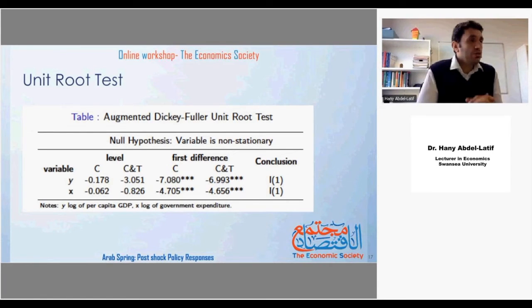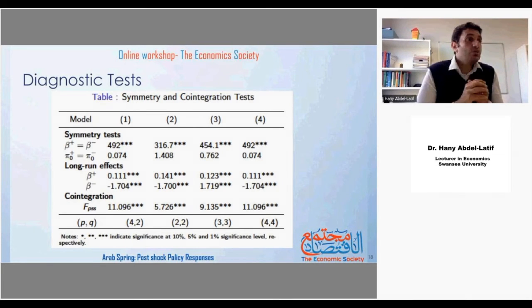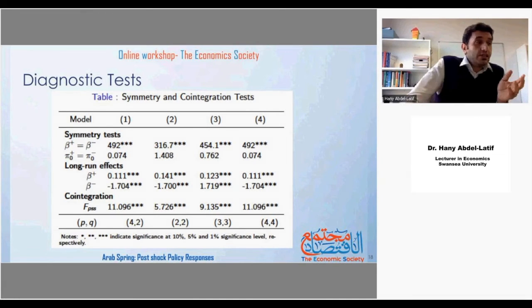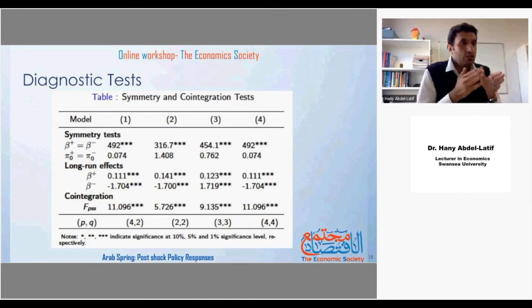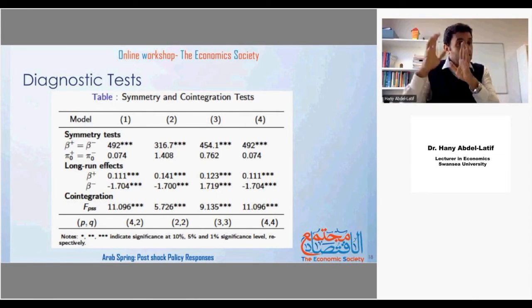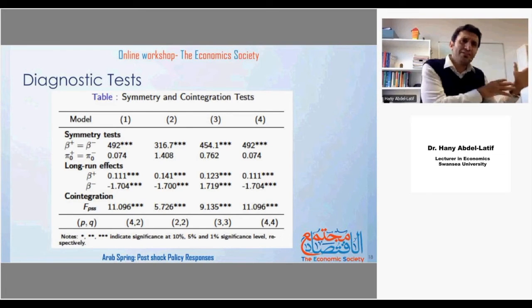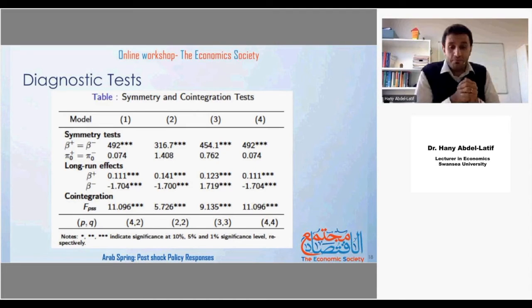So it seems everything is good. We look at Y and X, which are the GDP and the government expenditure, and it seems that both are I(1), integrated of order one, which is actually expected. As long as we don't have I(2) series, we can proceed. Before we look at the estimations, we first need to do some diagnostic tests. First of all, is there any cointegration? We use the bounds test of Pesaran, as I explained. What you can see in 1, 2, 3, 4 are different specifications for the same model. Here we have government expenditure, the aggregate figure, so the total, on the right-hand side, and on the left-hand side we have the real per capita GDP.